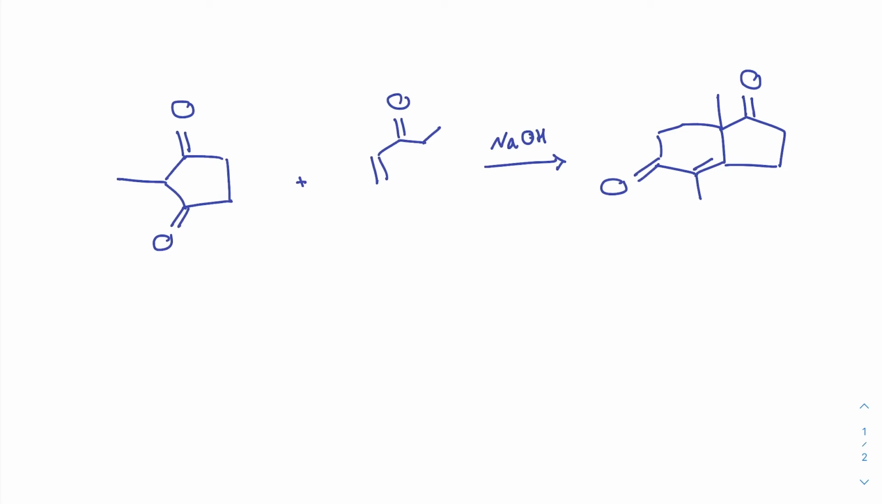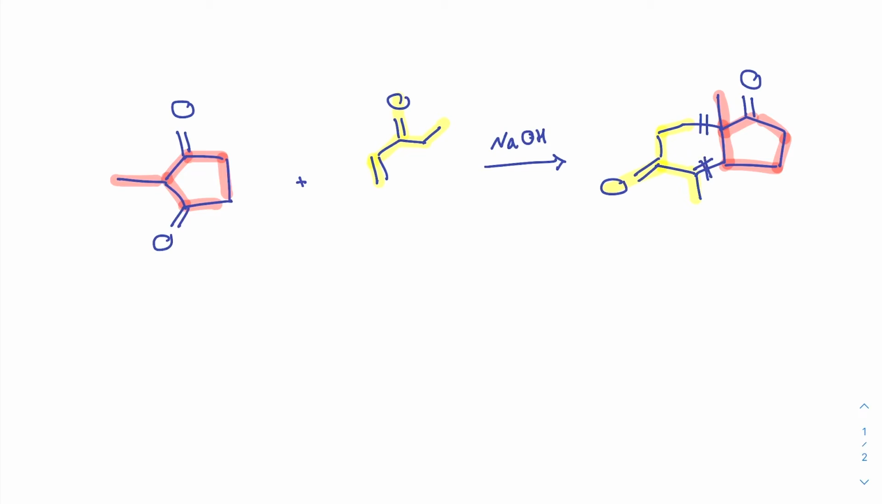Okay, so we were asked to come up with a mechanism for this Robinson annulation. The first thing that I want to do is locate the starting materials within the product. It appears to me that this 5-membered ring with its methyl has ended up here in the product, and this alpha-beta unsaturated alkene has ended up being here. Okay, well that seems to be reasonable, and that means that the bonds that have been made throughout the course of this reaction have been this bond and this bond.